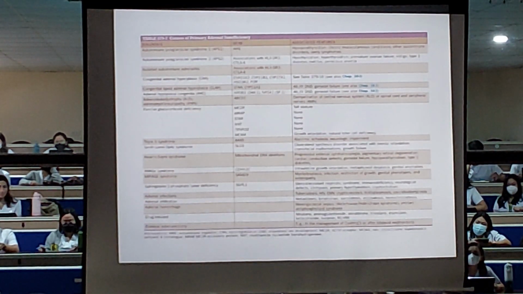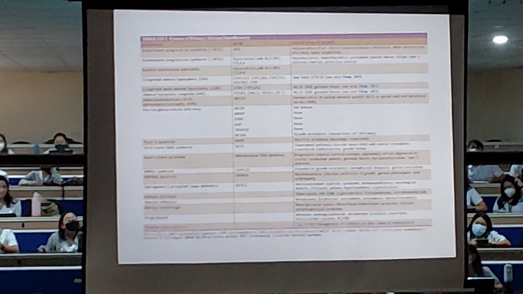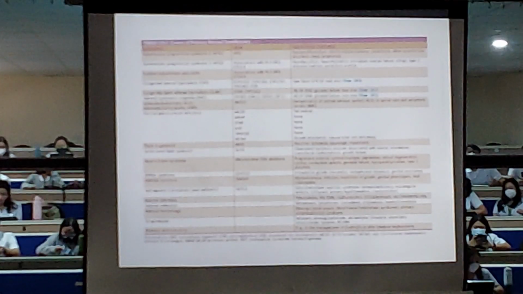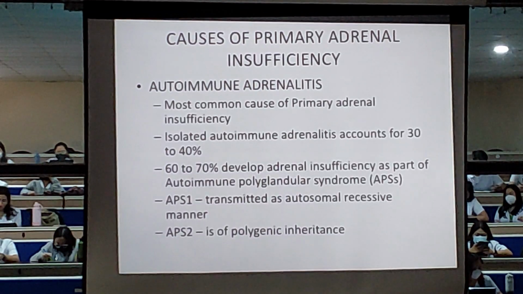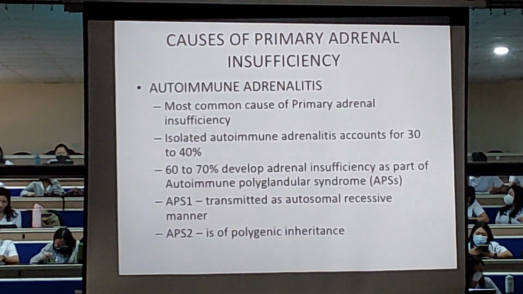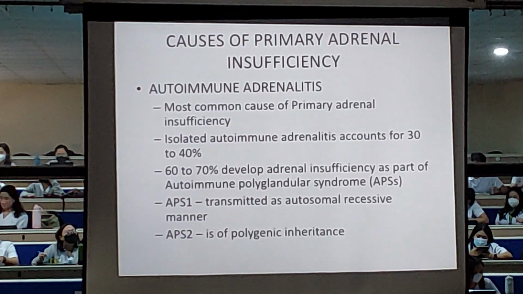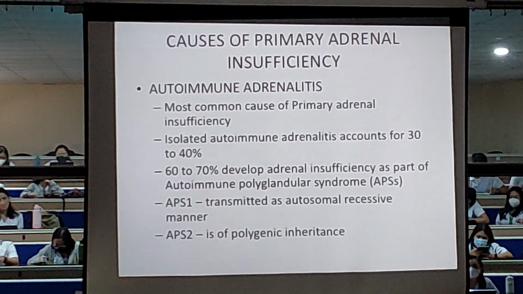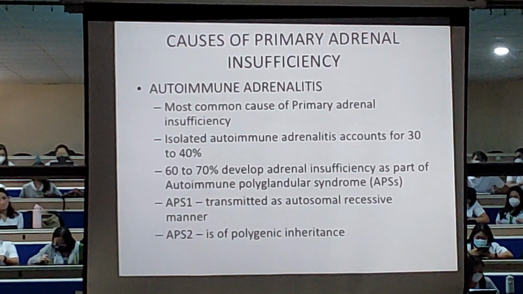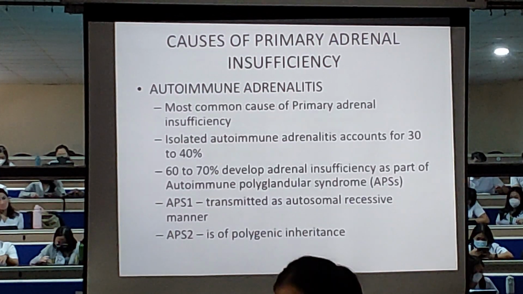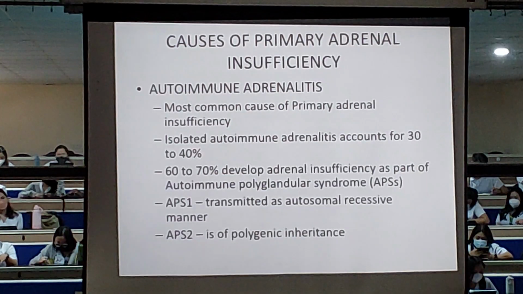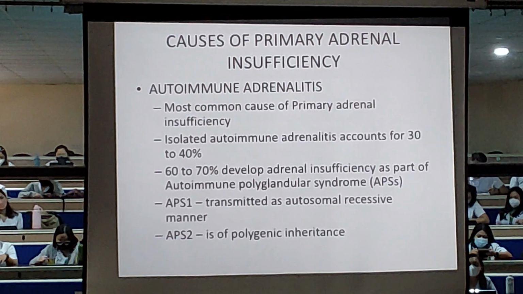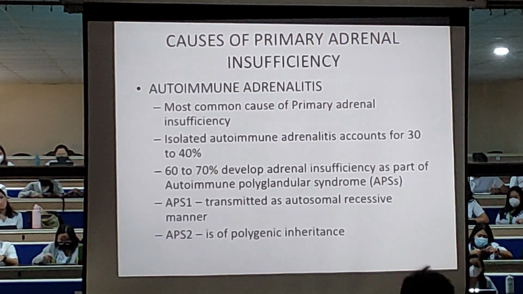These are the causes of primary adrenal insufficiency. I just want to summarize this one. Autoimmune adrenalitis is the most common cause of primary adrenal insufficiency. Isolated autoimmune adrenalitis accounts for about 30 to 40% of cases, while 60 to 70% of cases may be due to autoimmune polyglandular syndrome, or APS.